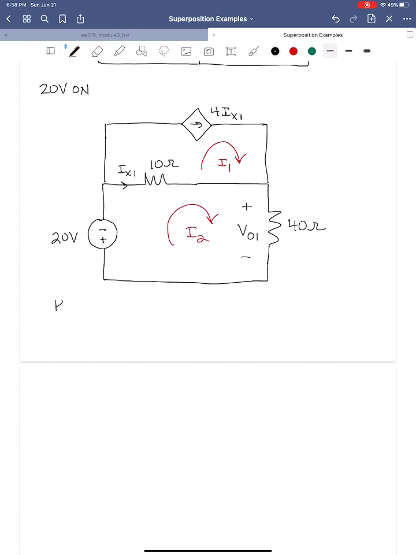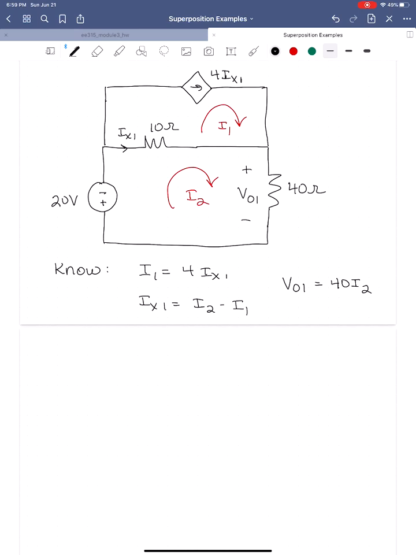We know that I1 is equal to 4Ix1. This dependent source here is a dependent current source, and I1 flows in the same direction. We can also relate Ix1, the current that controls that source, to the mesh current. I2 flows in the direction of Ix1, and I1 flows against. And so we have that Ix1 is equal to I2 minus I1. And then ultimately what we're solving for is Vo1, and by Ohm's law that's going to be 40 times I2.